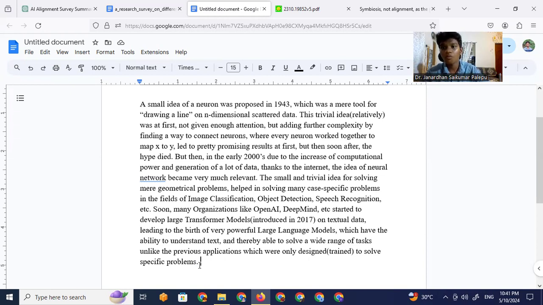So now, moreover, with the development of multimodal models, AI has become more human.